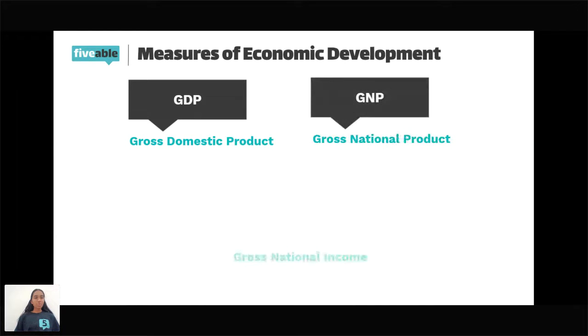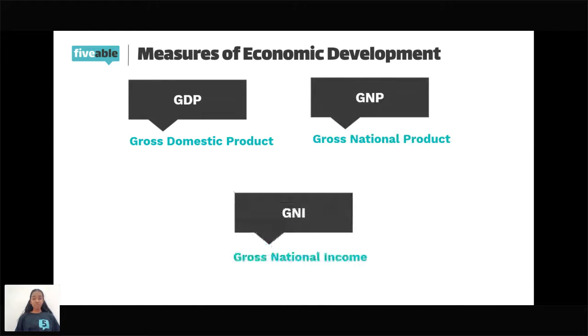So these are the most commonly used measures of economic development, and you've probably heard of them before. They're GDP, GNP, and GNI. GDP is gross domestic product, and it measures the value of all the goods and services produced within a certain country. So as long as it's within the borders, it's counted under the GDP. So let's say a French businessman comes and opens up a bakery in America. His bread is produced and sold in America, so it's counted under the GDP.